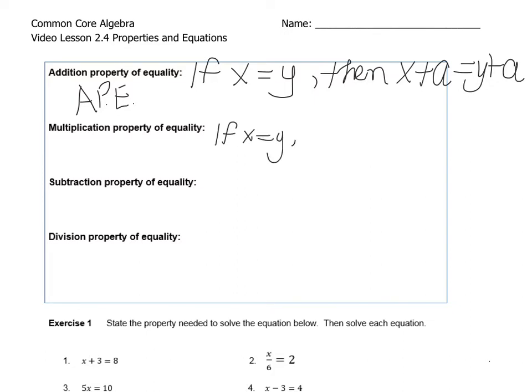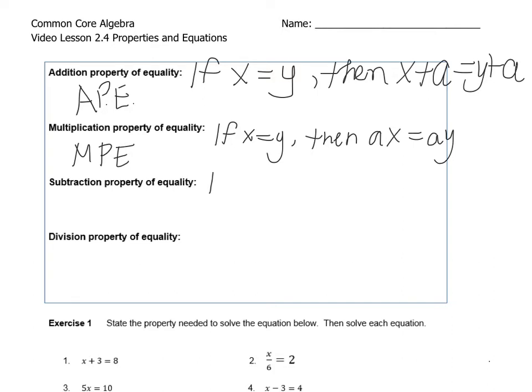The multiplication property of equality is similar. If x equals y, then multiplying both sides by the same number a, for example, will be equivalent and balanced as well. If you multiply x times a, you multiply y times a, you end up with a nice balanced equation. And we'll use this abbreviation, MPE, for the multiplication property of equality.